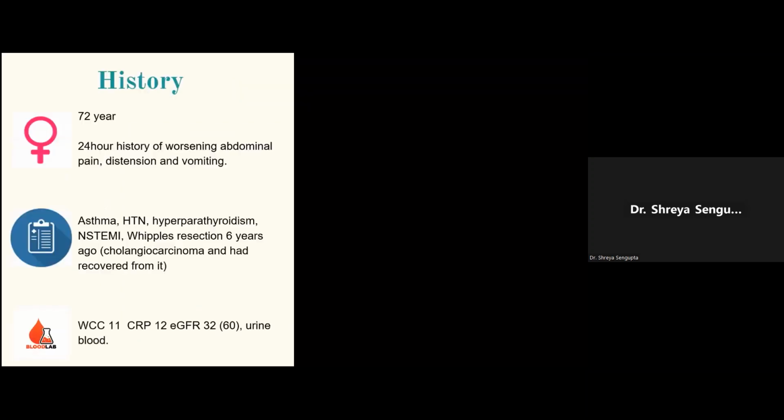I have this 72-year-old lady who presented with a 24-hour history of worsening abdominal pain, distension, and vomiting. She had a background of asthma, hypertension, hyperparathyroidism, end-stage renal disease, and a Whipple's resection 6 years ago for cholangiocarcinoma, from which she recovered. In the blood, she was found to be in AKI, with an eGFR of 32, and mildly raised WBC and CRP.